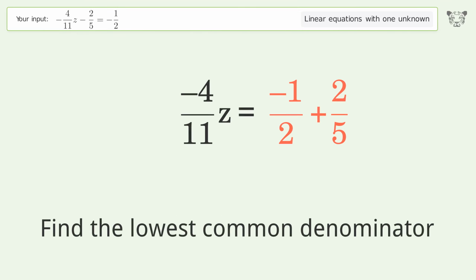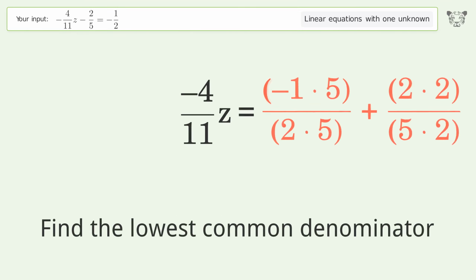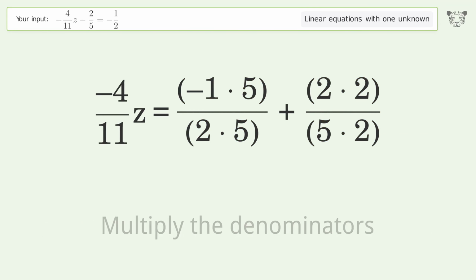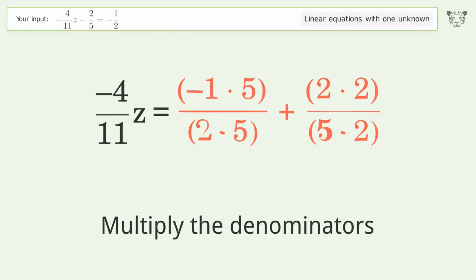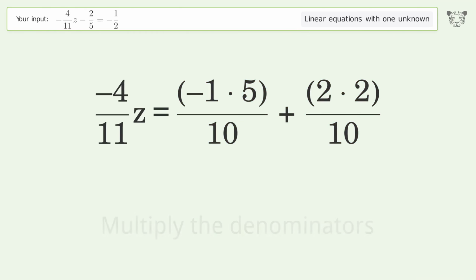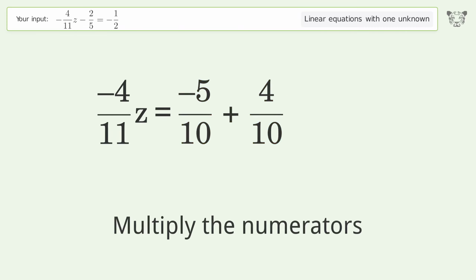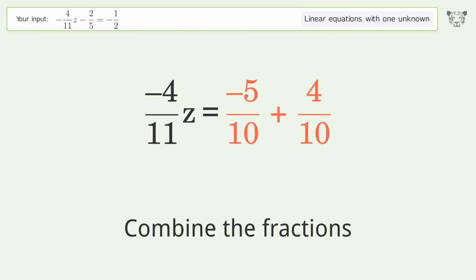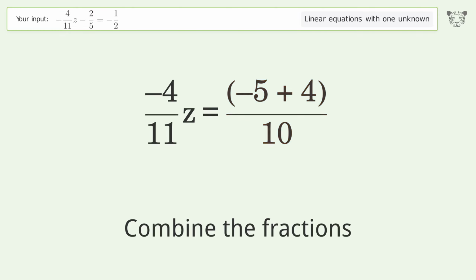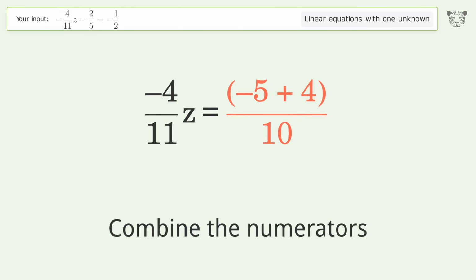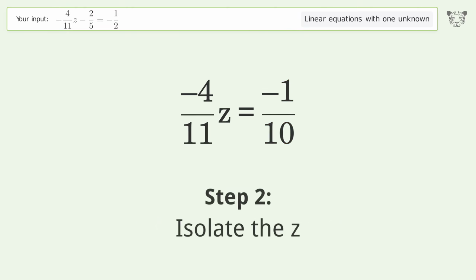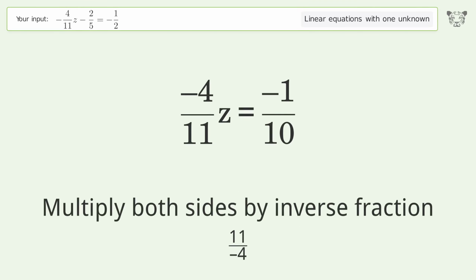Find the lowest common denominator. Multiply the denominators. Multiply the numerators. Combine the fractions. Combine the numerators. Isolate the z. Multiply both sides by inverse fraction 11/4.